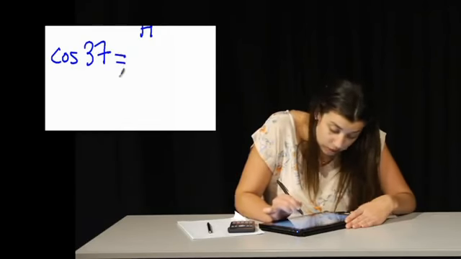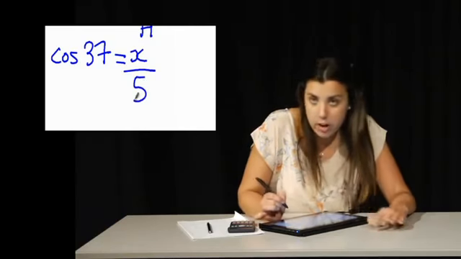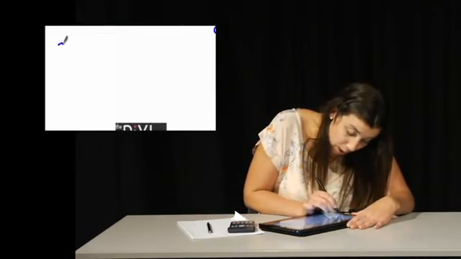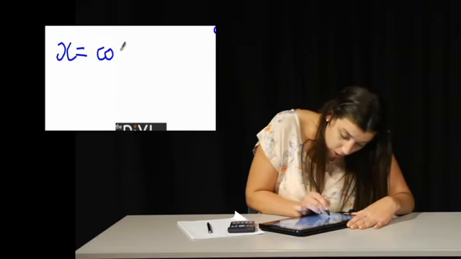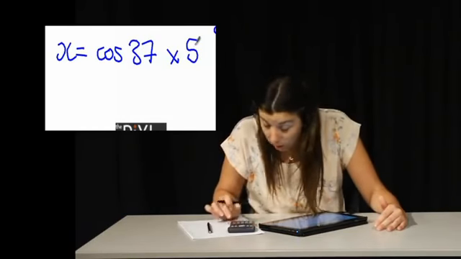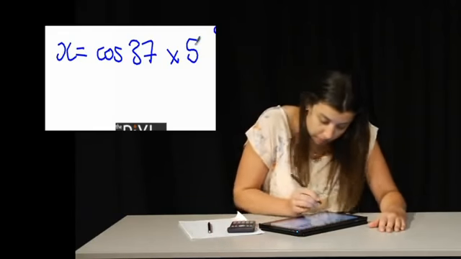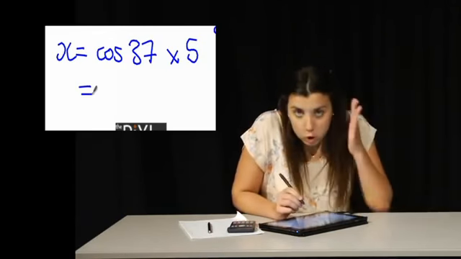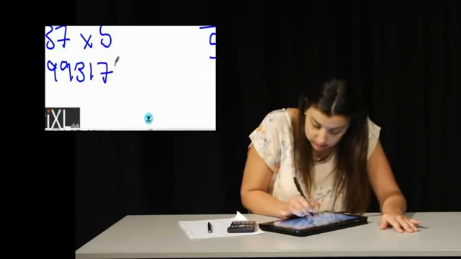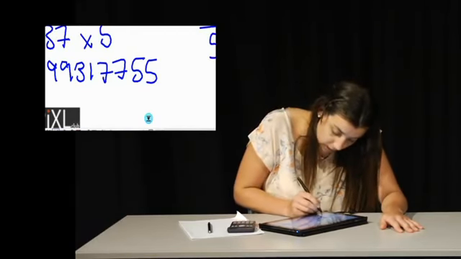Cos 37 equals adjacent. I don't know it, so I write down X divided by hypotenuse, which is 5. How are we going to find the X? Rearrange, multiply them together. We write it down. X equals cos 37 multiplied by 5. To your calculator. Cos 37 multiplied by 5. Again, big long number, you write it all down. 3.9931775. Rounding to 3 significant figures.